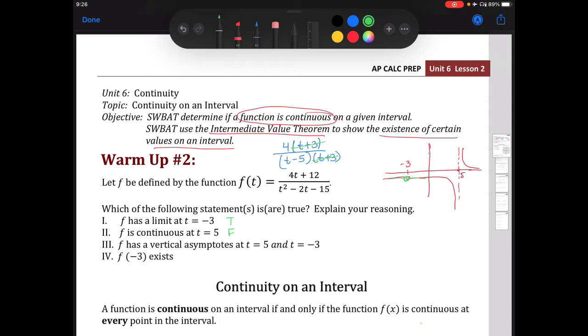f has a vertical asymptote at t equals 5. That's true, but this one will be false because we have a hole there. Only at t equals 5 we have a vertical asymptote. And f of -3 exists? No, it does not because it is an empty circle. So that is false.